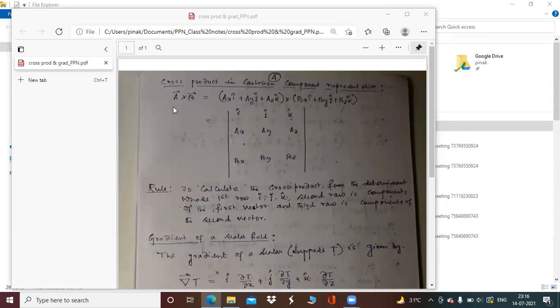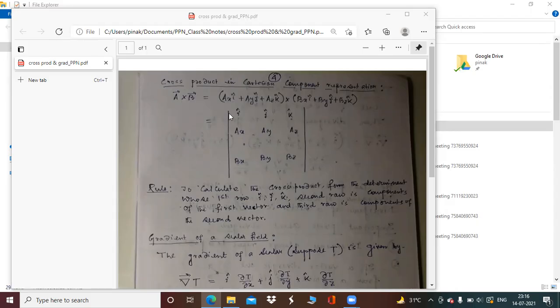That means if the two vectors are A bar and B bar, then first you write A bar cross B bar is equal to Ax i cap plus Ay j cap plus Az k cap cross Bx i cap plus By j cap plus Bz k cap.